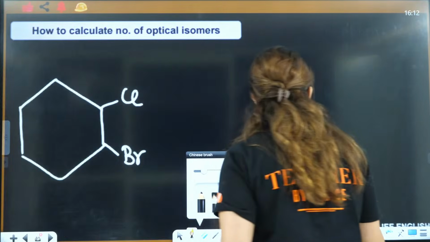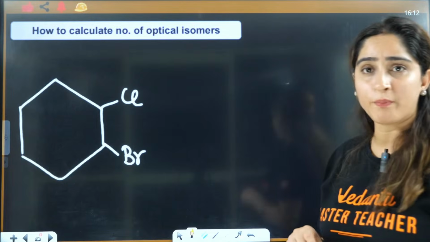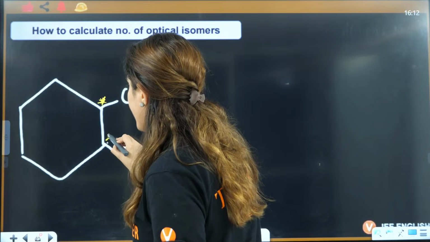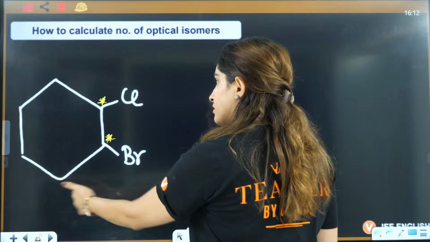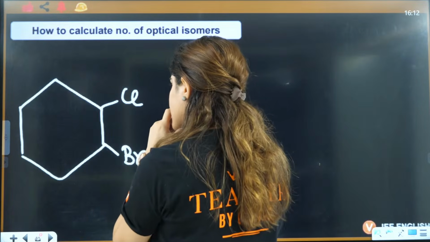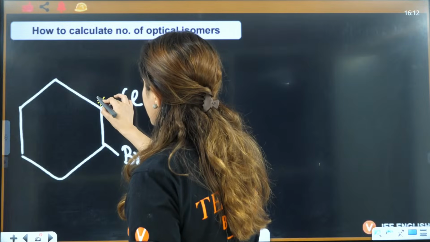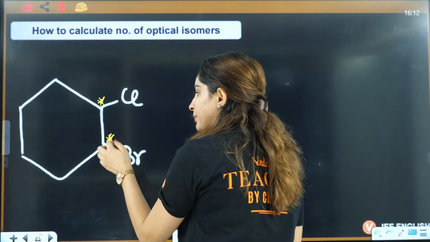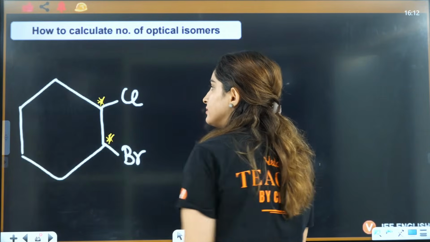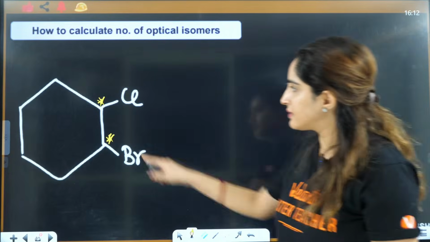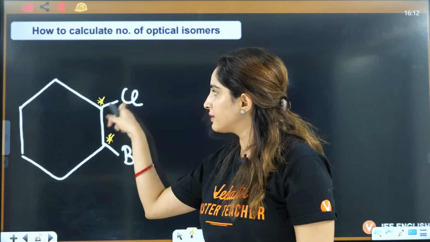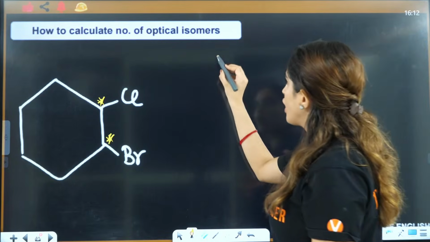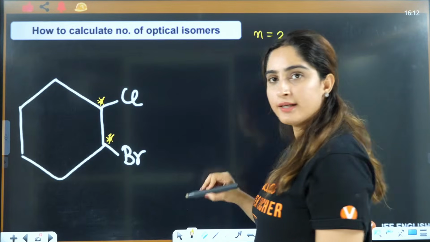If you see this here, this is how to calculate number of optical isomers. These two are chiral, because this one is different. Here you are getting bromine, and on this position you are getting chlorine. In this case, with this carbon you are getting bromine, in this case chlorine. So both are chiral centers, which means n is equal to 2 here.